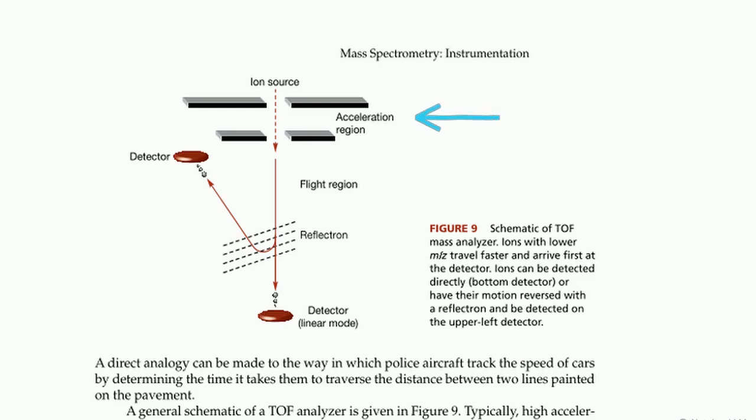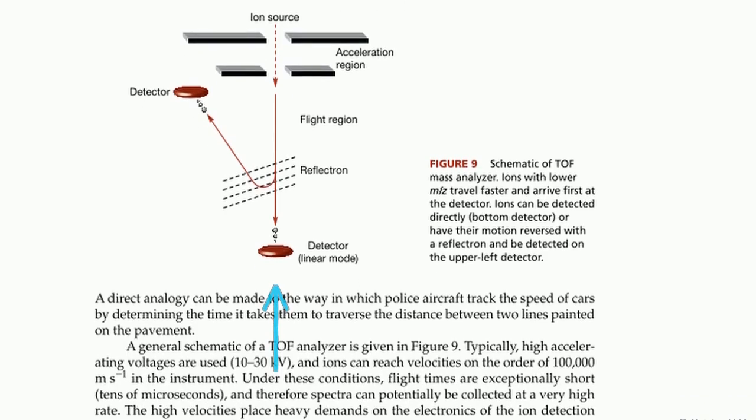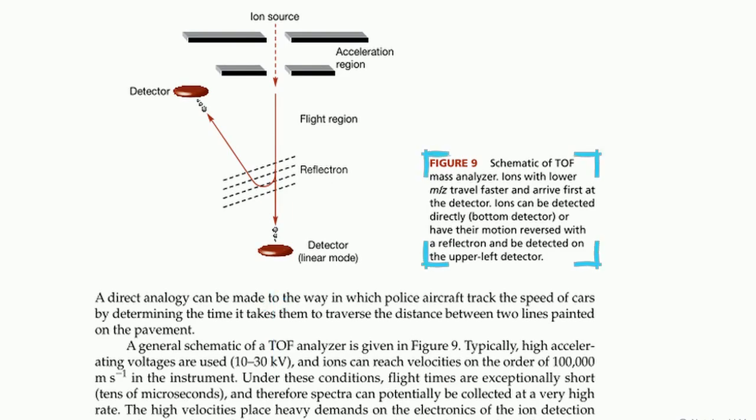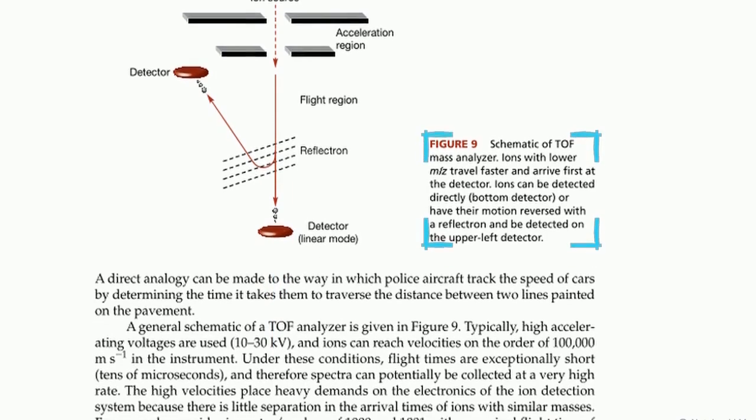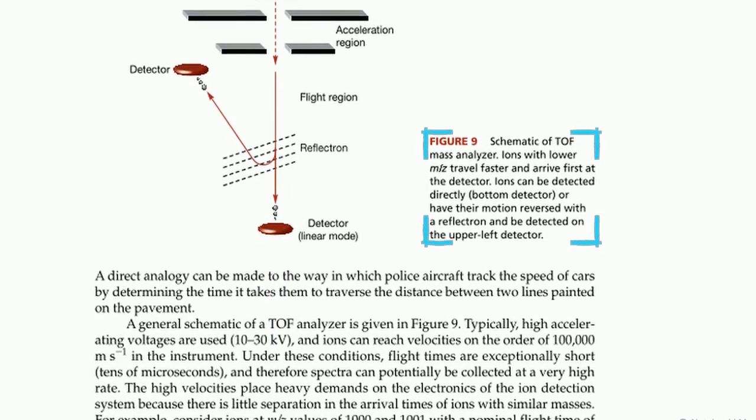After acceleration, the ions enter a field-free drift region, typically a tube 1 to 3 meters long, where no further forces act upon them. The mass spectrum is generated by recording the exact arrival time of the ions at the detector. Because of their higher velocity, the lighter masses arrive microseconds before the heavier ones.